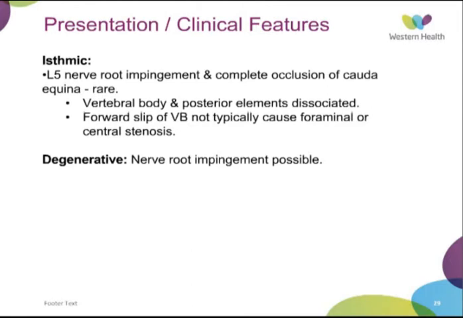In the isthmic type, they can have L5 nerve root impingement, and complete occlusion of the cauda equina is rare compared to the type 1, the dysplastic type. Here, the vertebral body and the posterior elements are dissociated from each other, so when you have forward slippage of the vertebral body, the posterior elements don't really move with it.